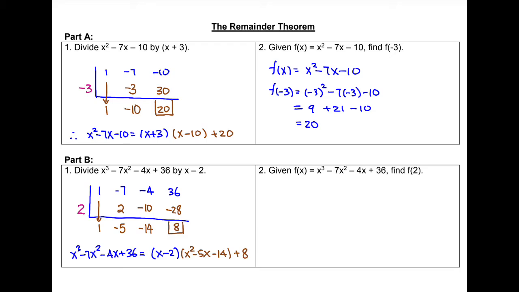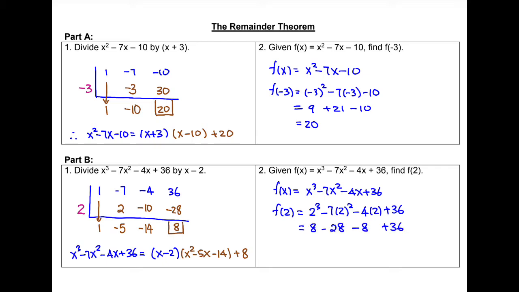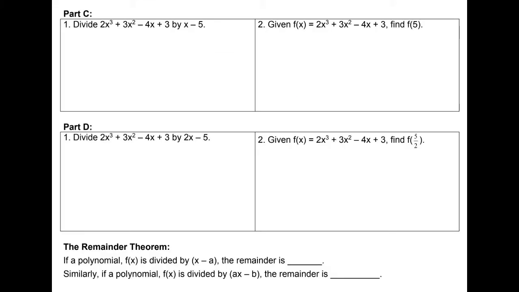Let's take a look on the right. So given f(x), we want to find f at 2, that means all the x has been replaced with a 2. Now we're going to have 8 minus 28 minus 8 plus 36, which is 8. Once again, this is actually the remainder that we found from the synthetic division. Let's do 2 more investigations before we finalize what the remainder theorem is.